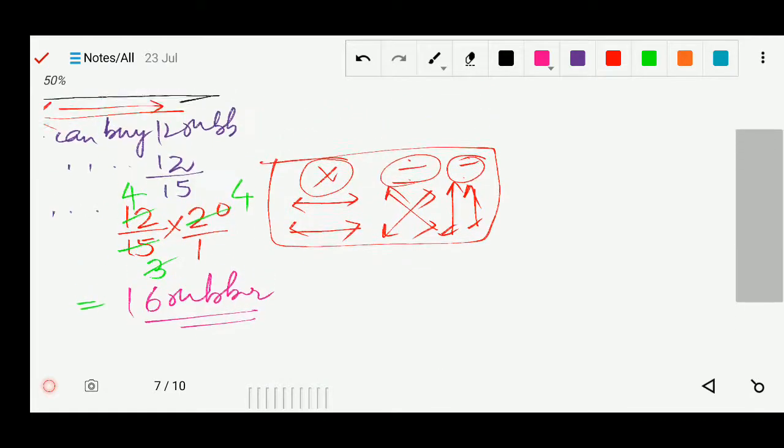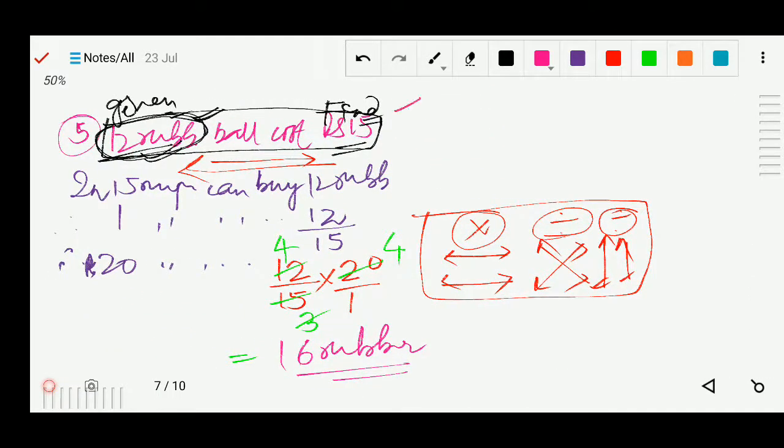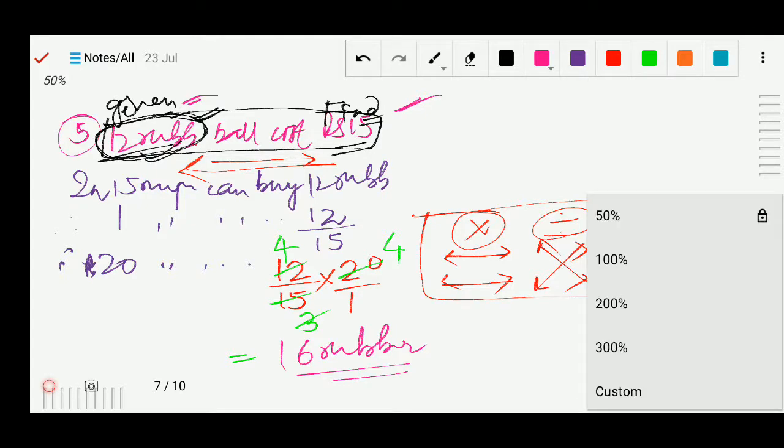Hope you understand. So that's why I told you that always what you have to find out, try to write on the right side, and what is given, try to write on the left side. Got it? The same question you can solve by the ratio and proportion method also. Just try it once more.